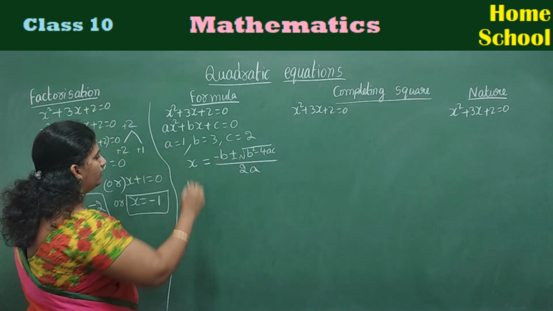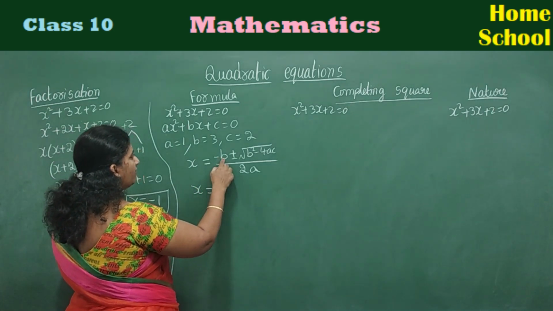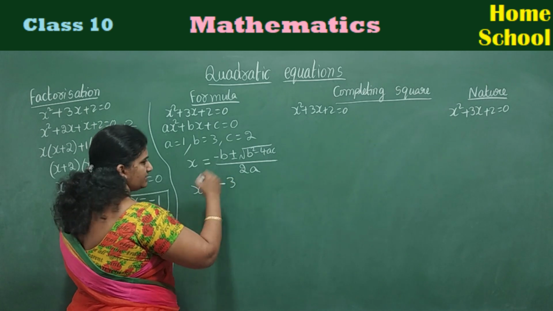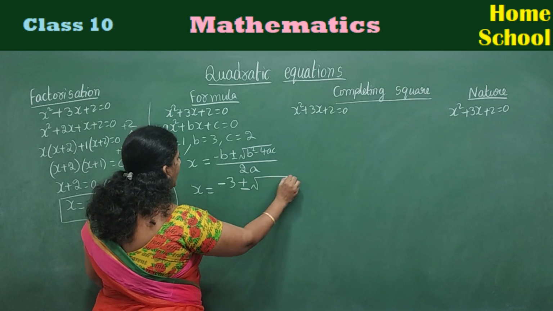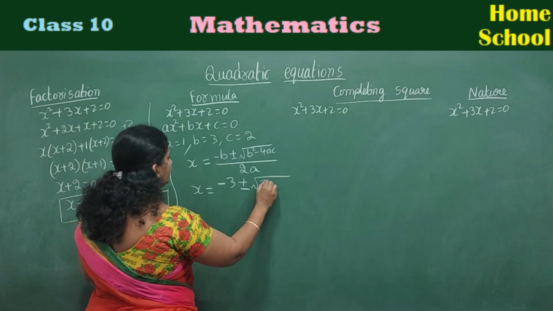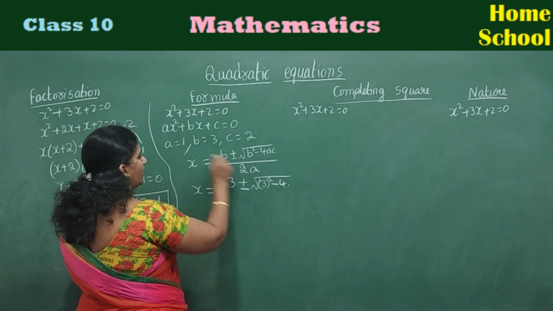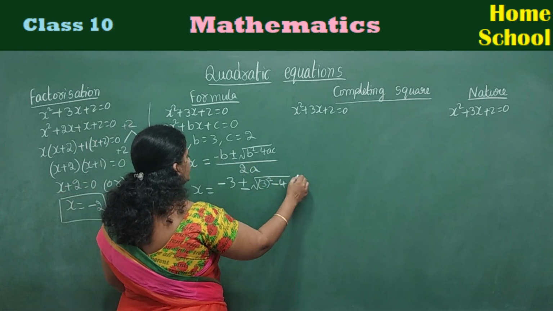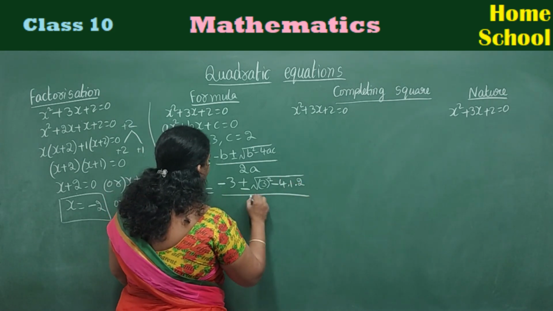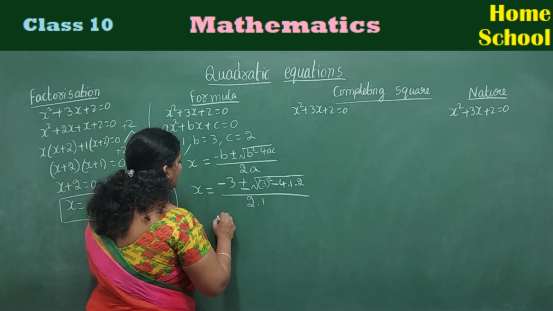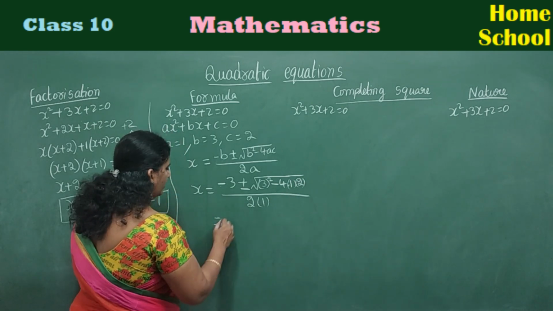x is equal to minus b. b value is 3. So as it is, you write minus 3 plus or minus square root of b value, 3 whole square, minus 4 into a value, 1, into c value, 2, by 2 into 1. This dot indicates into. Or you can take with the brackets also. Anyway, you can write this.